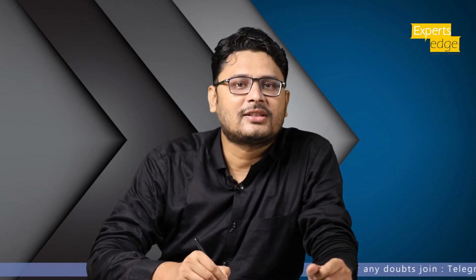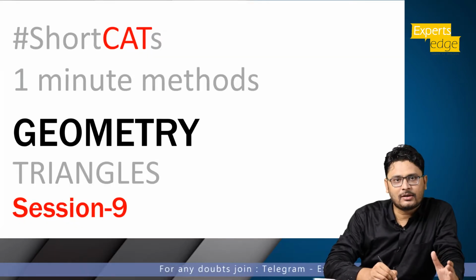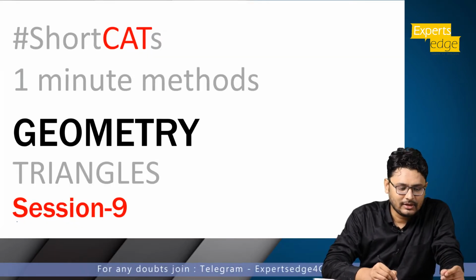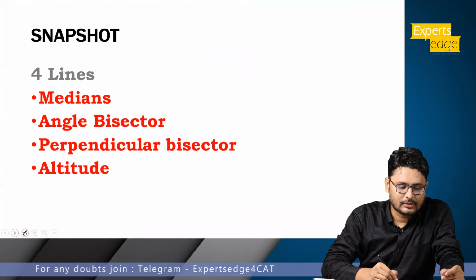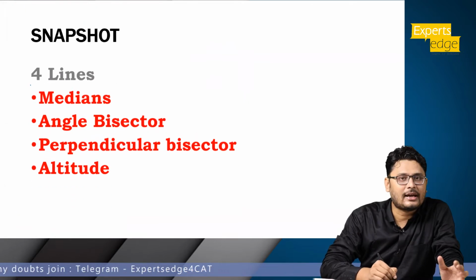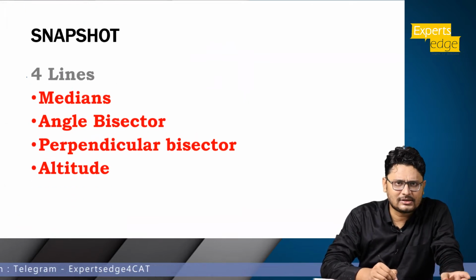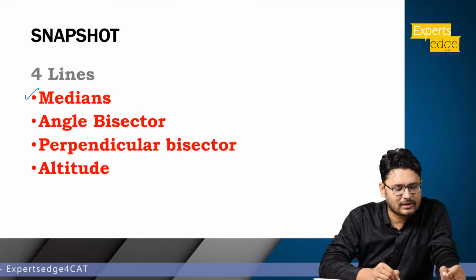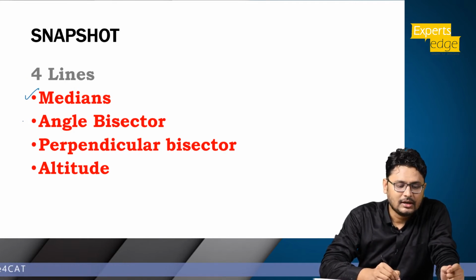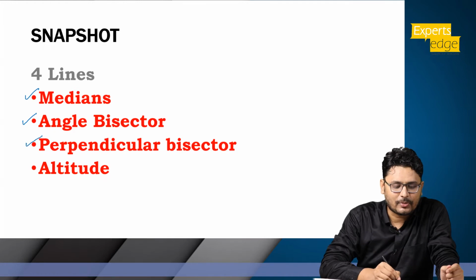So here we are with our ShortCAT series, that is 1 minute method. The topic we are doing is geometry. In geometry we are particularly doing triangles. In today's session we will be seeing 4 very important lines in a triangle. That is the medians, you must have heard of these lines. Another is angle bisector, another is perpendicular bisector, and then altitudes.